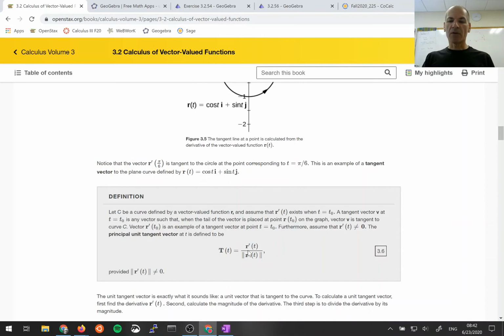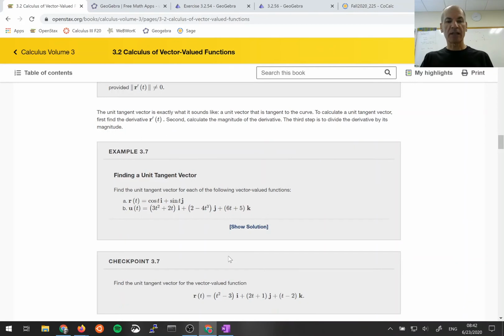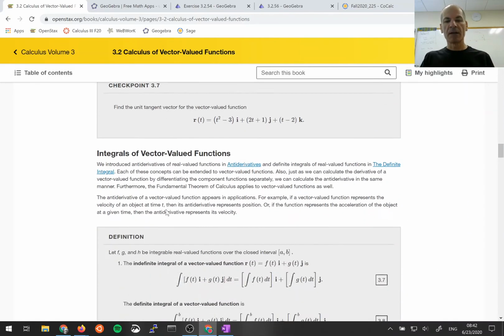But it's not a mystery. We're taking r prime, which is the tangent vector, the velocity, and we're dividing by the magnitude of r prime to make it a unit vector. So capital T, whenever you see that, immediately think, that's just the unit vector that's tangent to the curve. It erases the speed part of the tangent vector. To find the unit tangent vector, you find r prime, you find the magnitude of r prime, and you divide, and we'll do an example of that at the end.